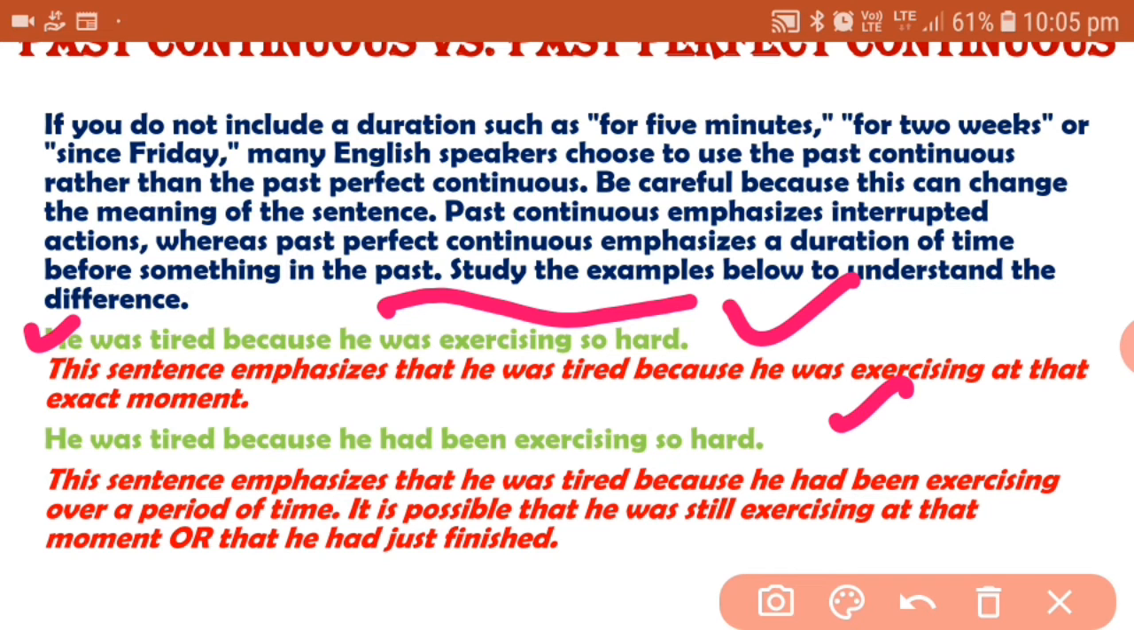Next sentence you can take. He was tired because he had been exercising so hard. He had been exercising so hard. It means there is a mentioned duration of time. This sentence emphasizes that he was tired because he had been exercising over a period of time. It is possible that he was still exercising at that moment or that he had just finished. Yes, there may be confusion because he may continue or he may have just completed.